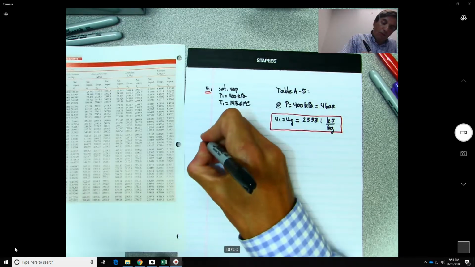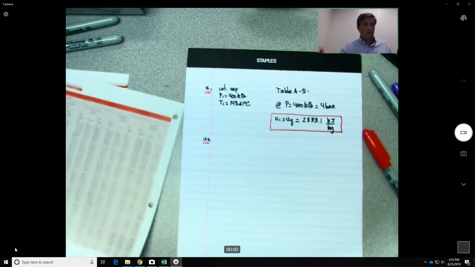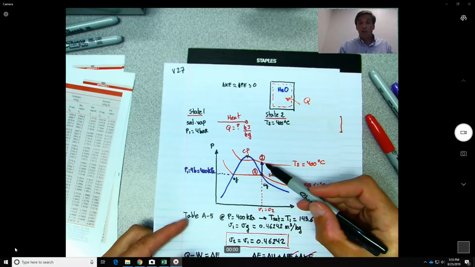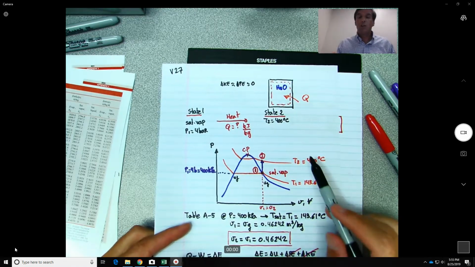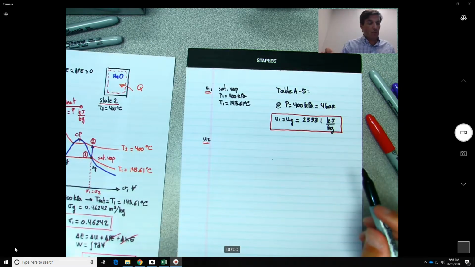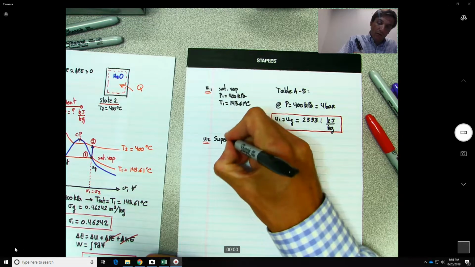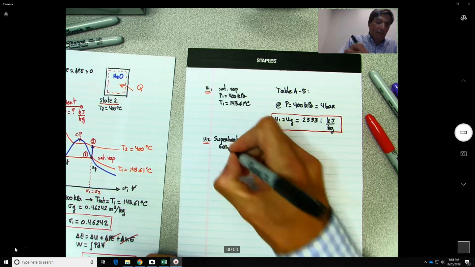Okay, now we need to find U2. So what do we know about U2? U2 we know will be on the superheated region, or will be a gas. So we need to find the table. So we know that it's superheated, or gas tables.